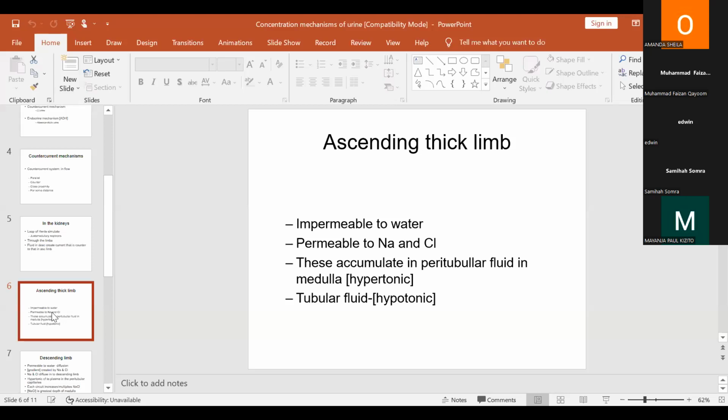So within the tubular lumen, for instance, where the filtrate is, the fluid is going to be hypotonic. But on the outside in the medulla, you'll end up with hypertonicity created by absorption of sodium chloride along the ascending loop of Henle. So that sodium concentrates the medulla.